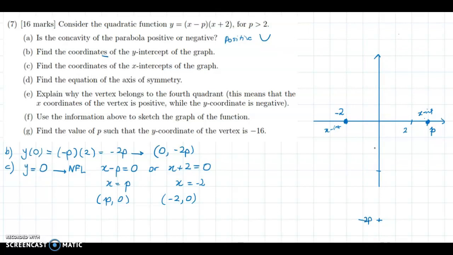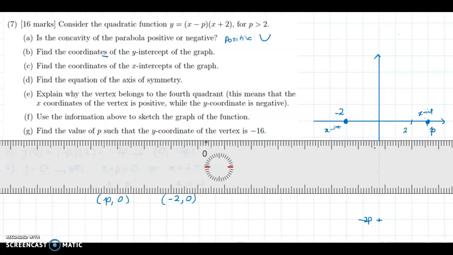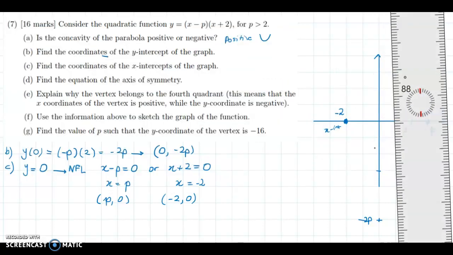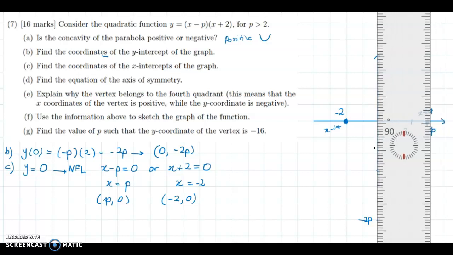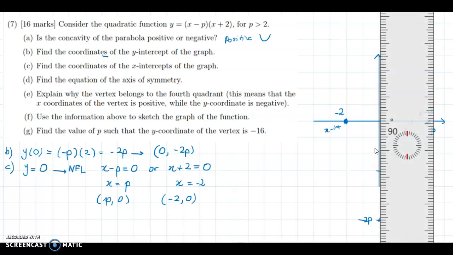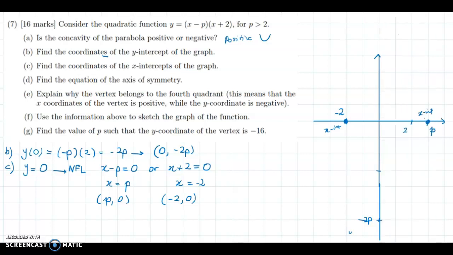I don't really know the value of p. That's not relevant. This is just the shape that the parabola is going to have, no matter what the value of p is. So let me just expand my axis a little bit over here. And we have over there the y-intercept. So these are the pieces of information that we have so far.